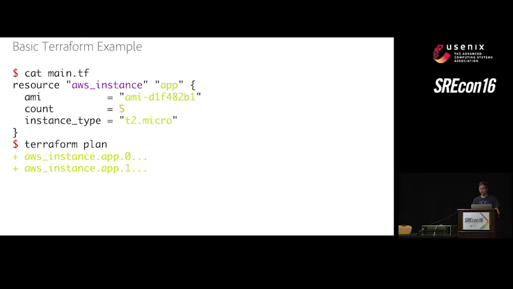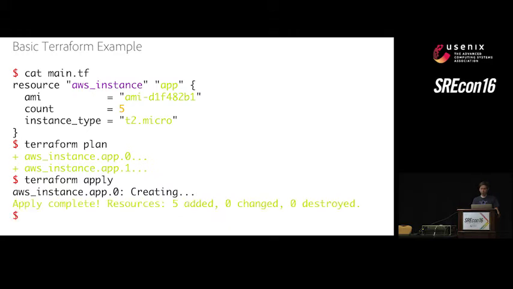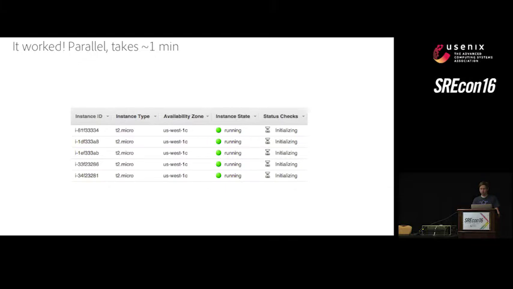We run the Terraform plan. It says it's going to create 0 through 4, which is 5 total. We say Terraform apply. It's going to create it. Apply complete shows us what we added, what we changed, what we destroyed. Go into the console. It takes about a minute. It does it all in parallel. So we have 5 instances. They're all running. Everything's all great. We could provision them after that, or if you want to provision them with user data or something like that, you could do that easily.